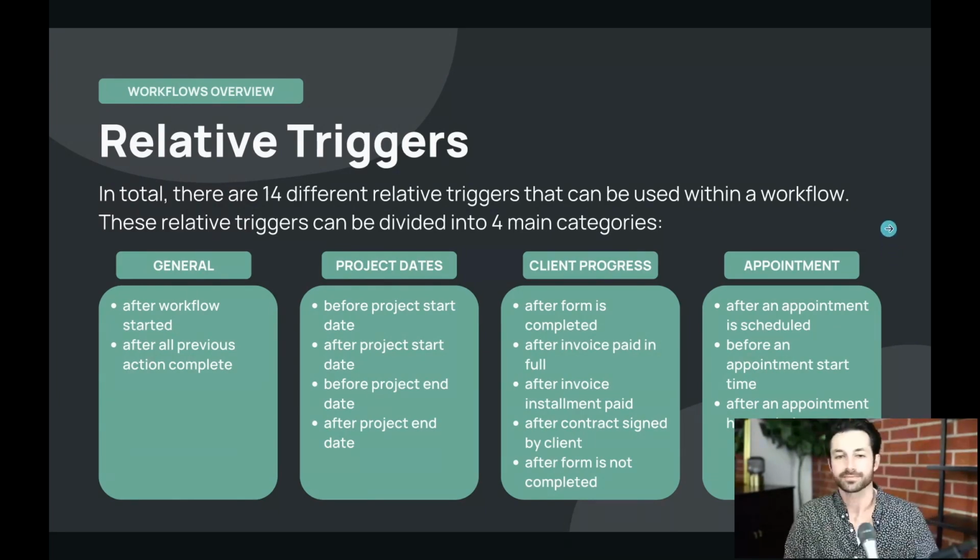All right. Anyways, relative triggers. So we have our 4 different categories of our 14 relative triggers. So let's just go through them slowly, since these are the ones we're going to be talking about today. So in the general category, we have after workflow started and after all previous actions complete.